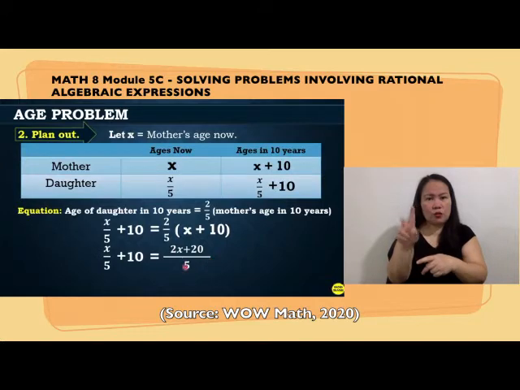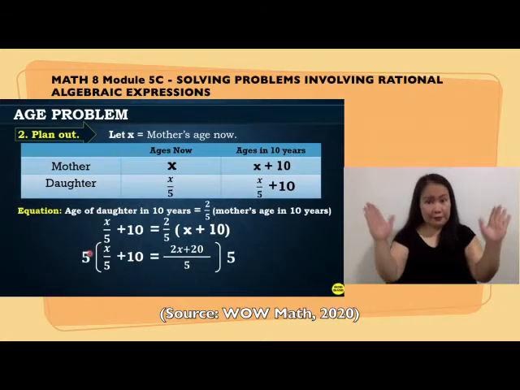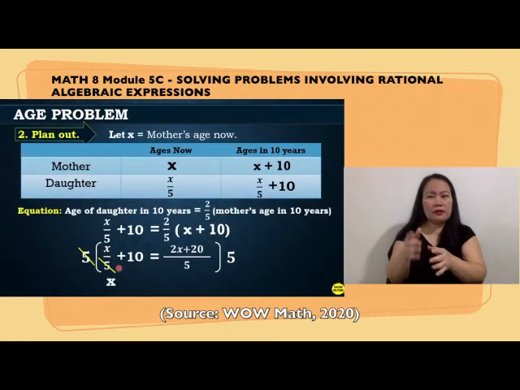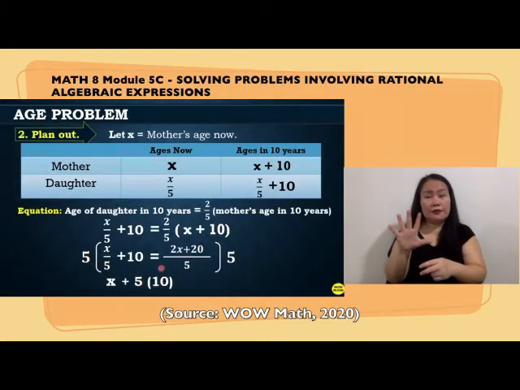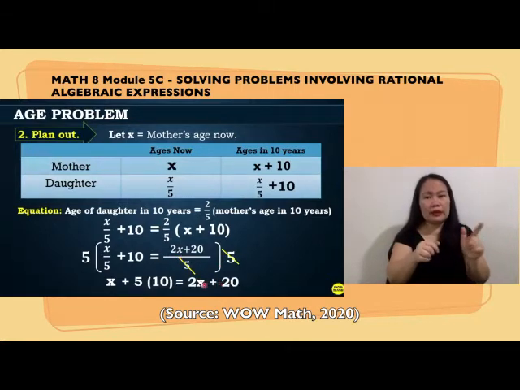Now, eliminate natin yung ating denominator by multiplying it by 5, both sides. So, ayan si 5. So, ito ay makakancel na. So, ang natira, we only have x. And then, since wala namang makakancel dito, so we will multiply 5 and 10. So, that is 5 times 10 is equal to, since makakancel ito, so 2x plus 20. Okay, so ito na yung equation natin. Let us solve.